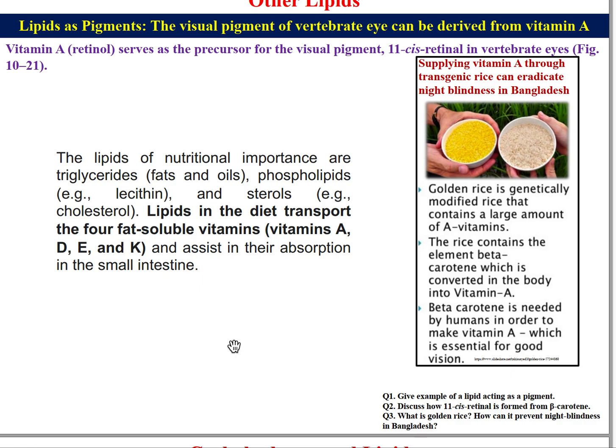So other lipids like pigments: the visual pigment of the vertebrate eye is derived from vitamin A, which serves as a precursor for visual pigments. And the lipids of nutritional importance are triacylglycerol, phospholipids, and sterols. Lipids in the diet transport the four fat-soluble vitamins and assist in their absorption in the small intestine.